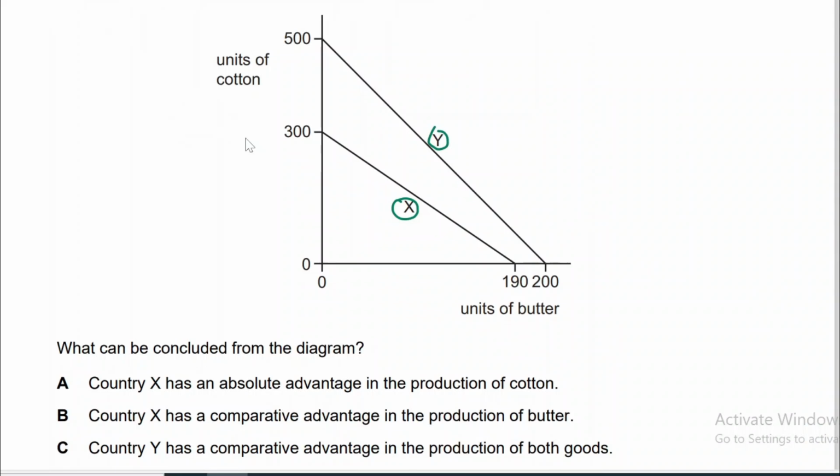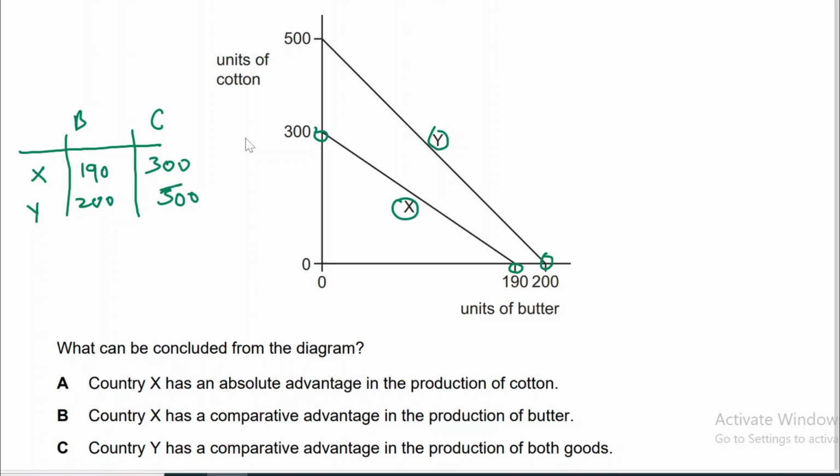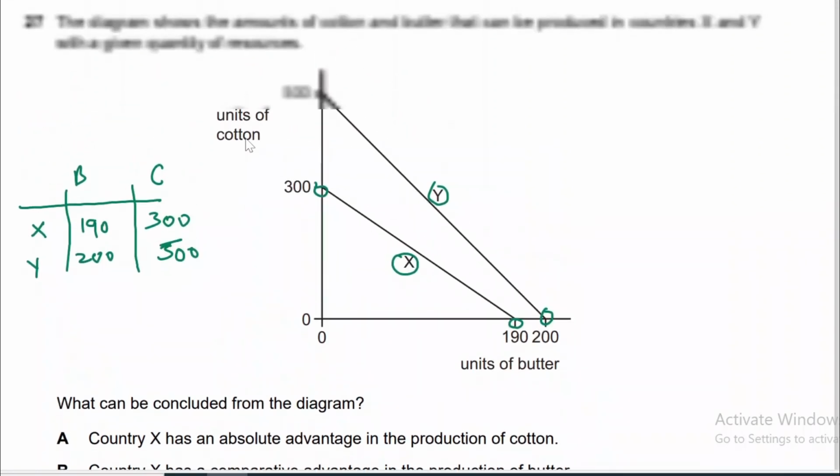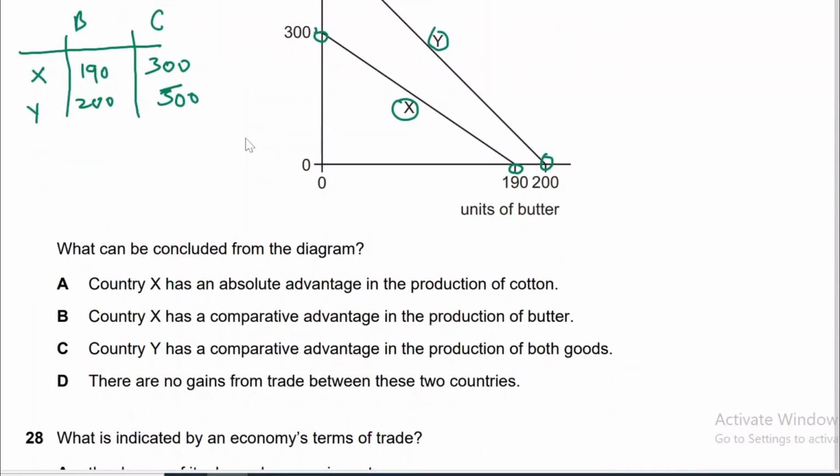First of all, what we need to do is construct a table instead of this graph, so we understand it better. So this is country X, and this is country Y, and there are two goods. One is butter and the other one is cotton, right? So country X produces 190 units of butter and 300 units of cotton, and country Y produces 200 units of butter and 500 units of cotton, right? Okay, so now we have a clear table to easily compare the values.